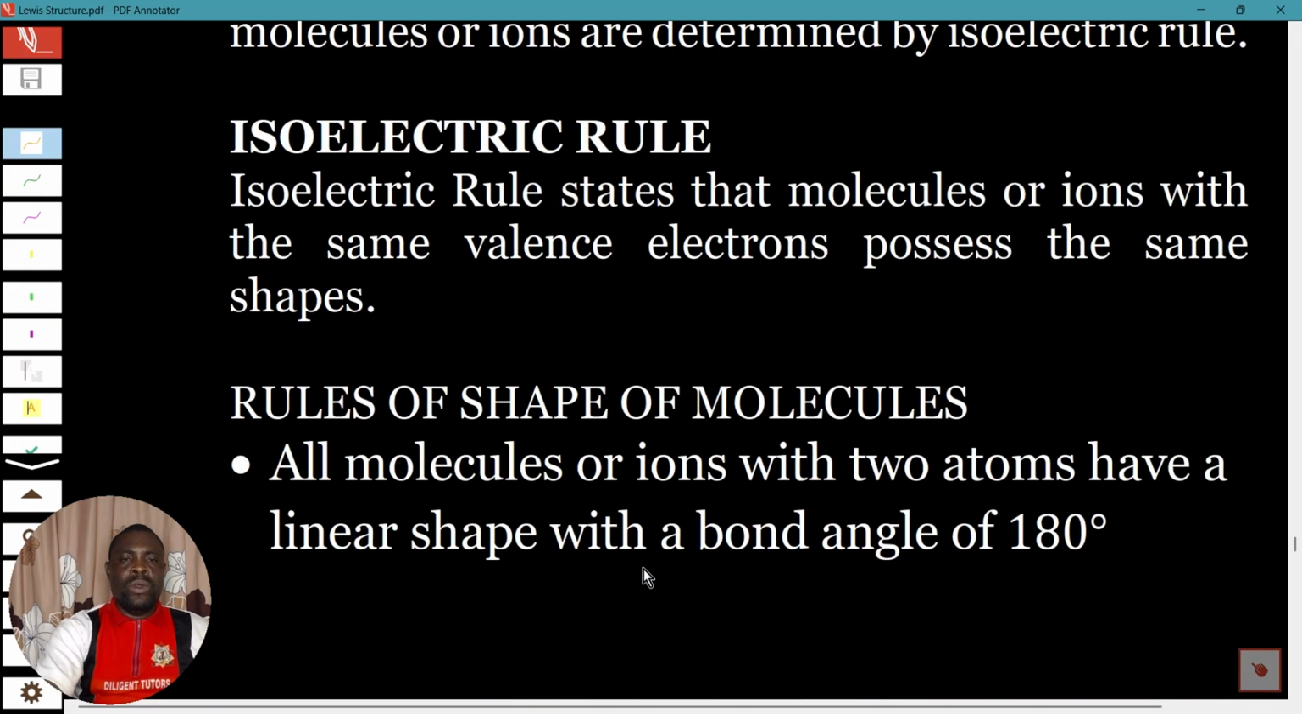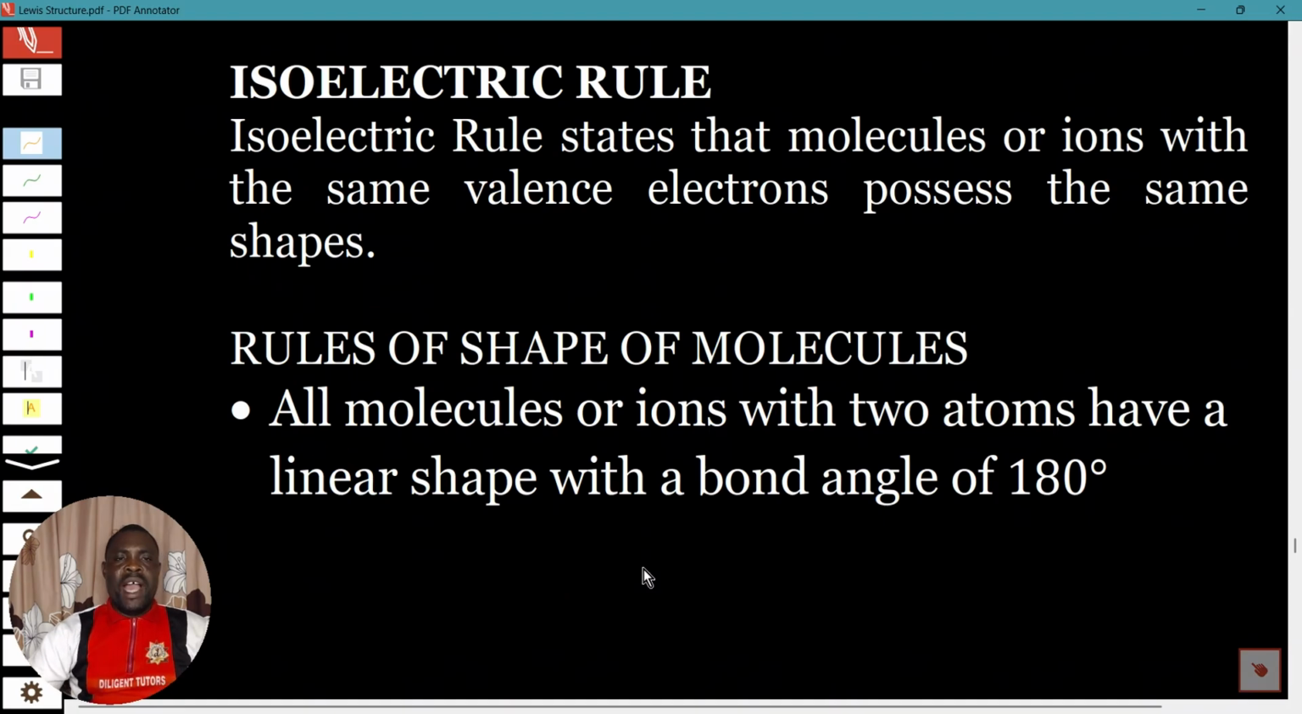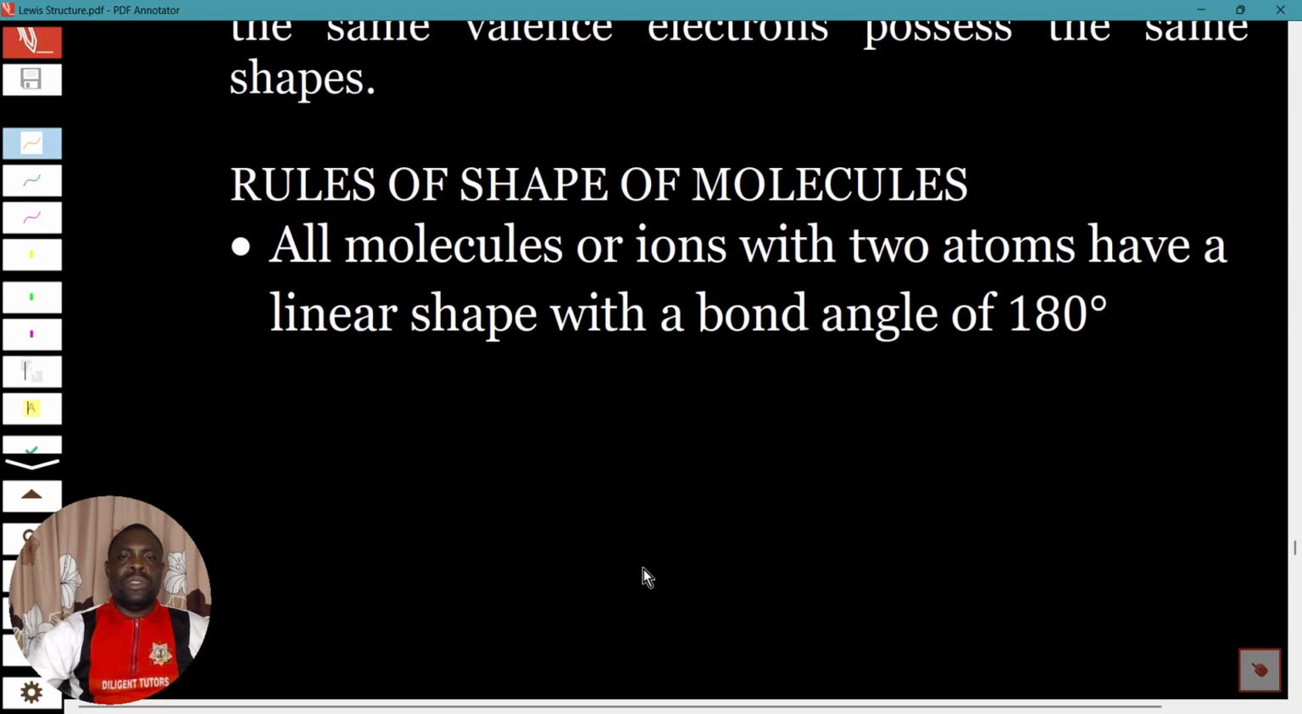Now, since we have determined the hybridization of a molecule using Lewis structure, we will simply apply the rules of hybridization to determine the shapes of molecules. Let's look at the rules of determining the shape of molecules or ions.